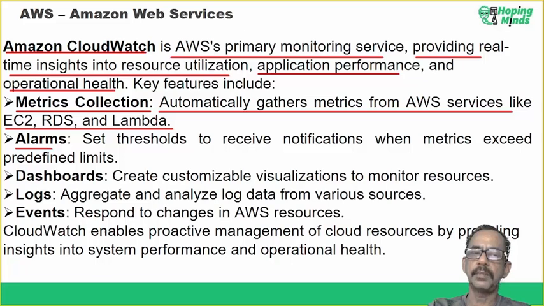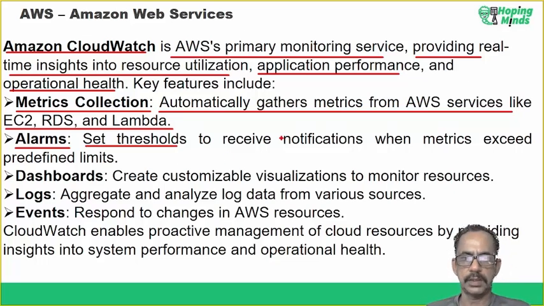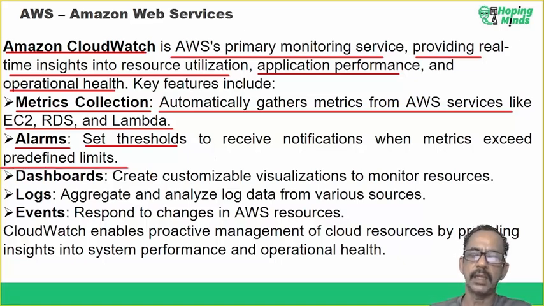We can set the alarm there also. What do you mean by alarm? We can set some threshold there, like our CPU utilization going beyond this limit. So we receive a notification when the metrics exceed the predefined limit. Immediately when we set the alarm and it starts working, if any limit we set there, like CPU utilization or memory utilization, or that can be your network utilization. Very soon I'm coming to the console also and I will show you everything practically there.